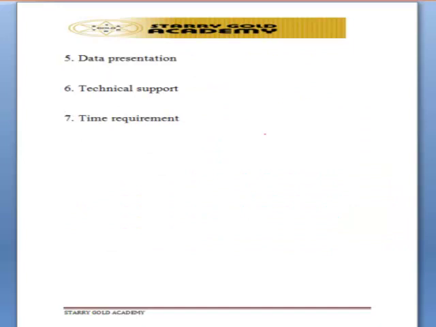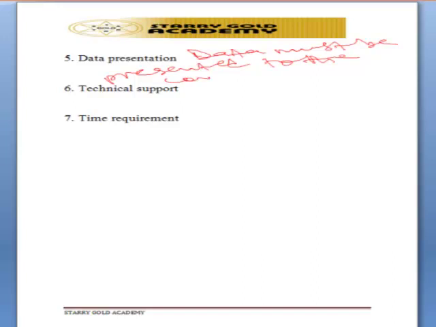Then the next one is data representation. When you say data representation, it means that the data must be presented to the computer. That is, data must be presented to the computer in machine readable form. So that is when the system can actually accept the data and it can work on it.